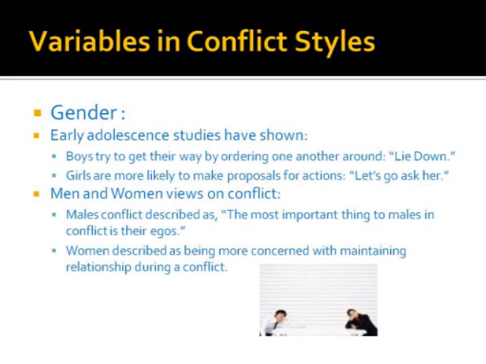Variables in conflict styles. Gender. Early adolescent studies have shown that boys try to get their way by ordering one another around. For example, lie down. Girls are more likely to make proposals for action. For example, let's go ask her.